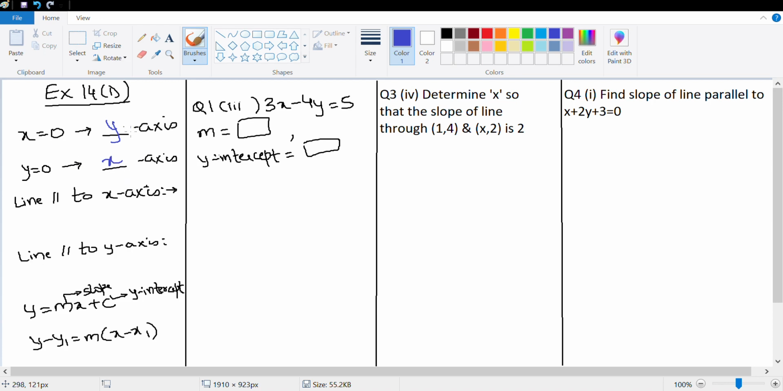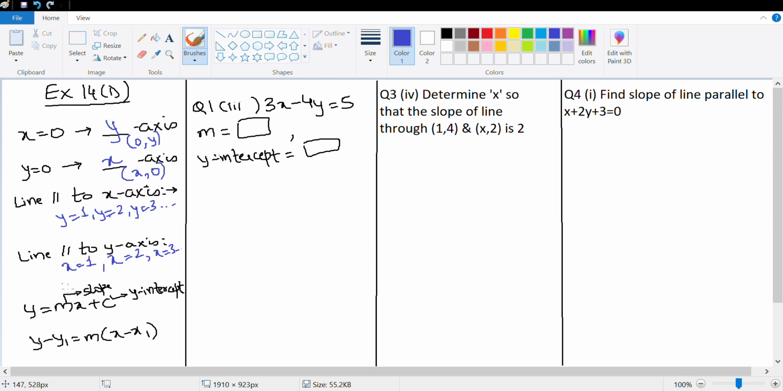So any point on the y-axis, the coordinates would be 0, y. Any point on the x-axis, the coordinate would be x, 0. A line parallel to x-axis would be, let's say, y is equal to 1, y is equal to 2, y is equal to 3, or so on. Similarly, a line parallel to y-axis would be x is equal to 1, x is equal to 2, or x is equal to 3, and so on.